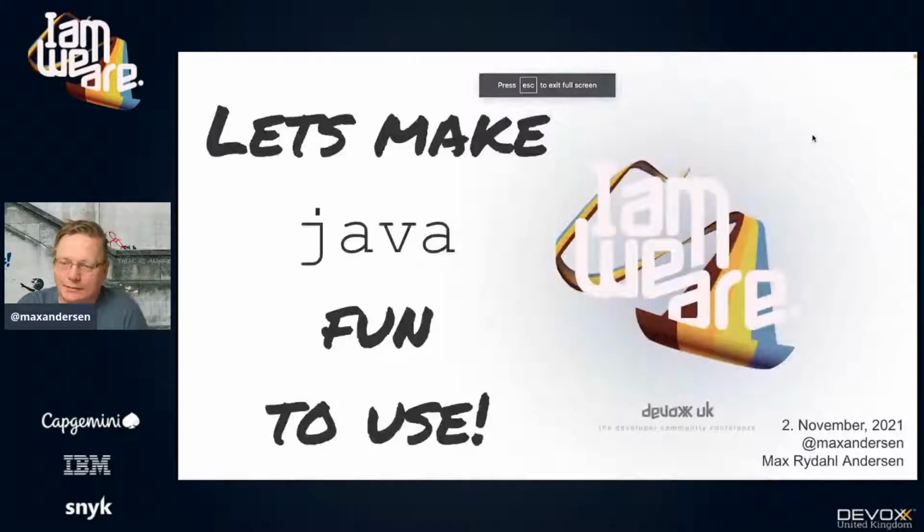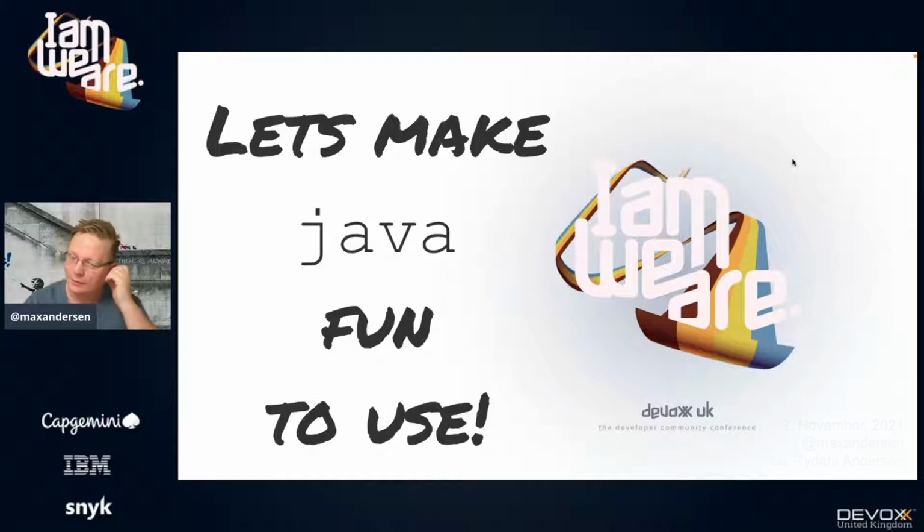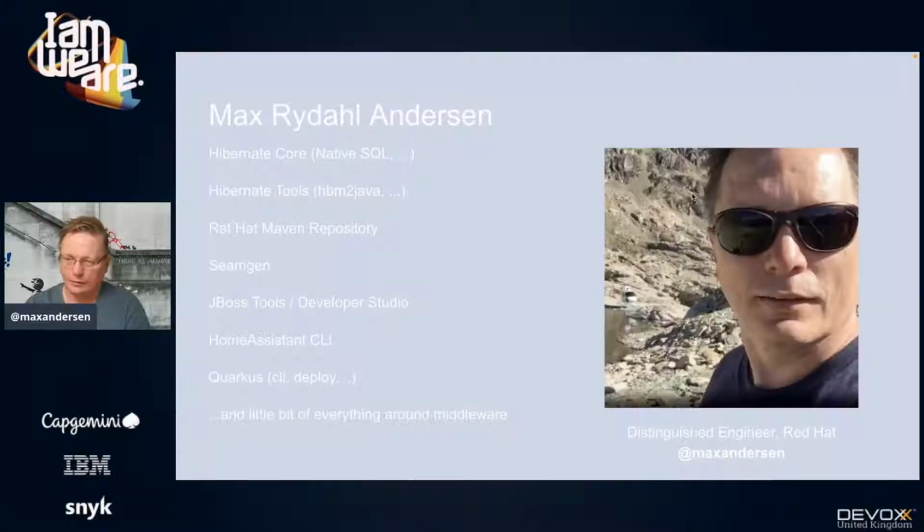So, yes, I'm here to talk about making Java fun to use. As said, I'm a Distinguished Engineer working at Red Hat. In the last 17 years, I've done crazy things like working on Hibernate Core, native SQL, Hibernate Tools, the Red Hat main repository, a lot of Eclipse tooling, even some Python Home Assistant, and lately I work on Quarkus. And I mention this to say that I've had my share of crazy things with Java.